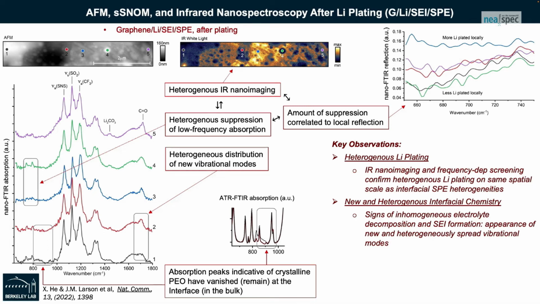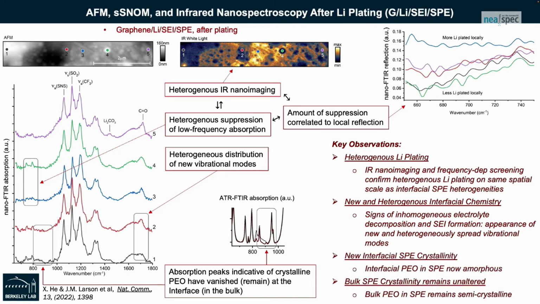So what this is telling us is that the bulk is still in its semi-crystalline state. There's still a good bit of the PEO that's crystalline. But within the interfacial region, the plating process has caused the PEO therein to become amorphous. So there's been a phase transformation there. And this is important for lithium-ion kinetics because it's also well known that lithium ions more readily transport through amorphous PEO than they do crystalline PEO, which is an interesting finding that this naturally arises.